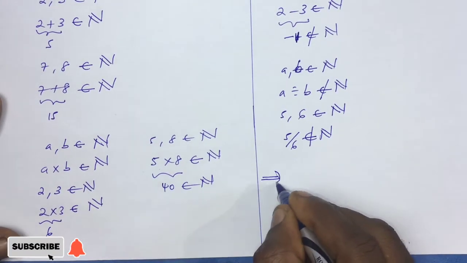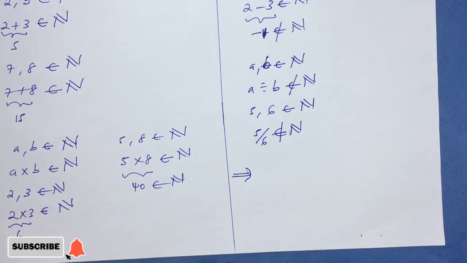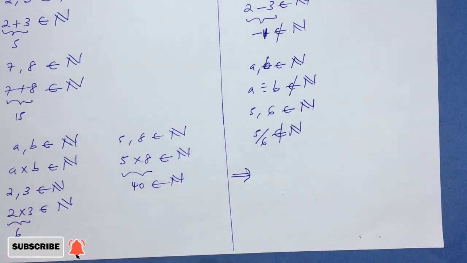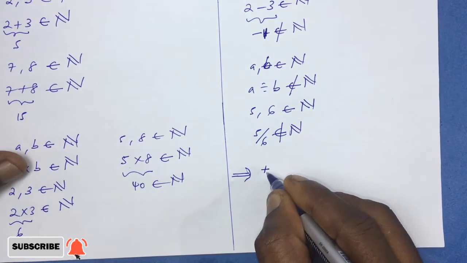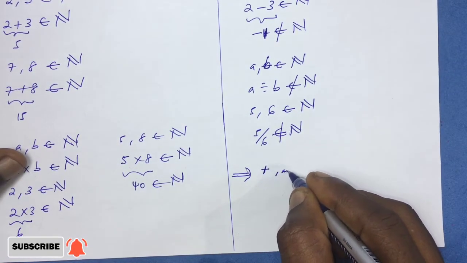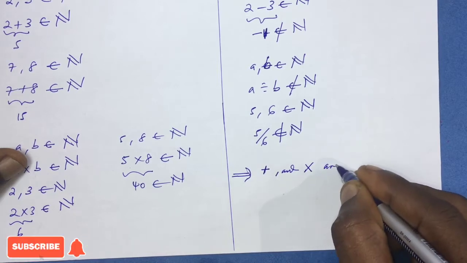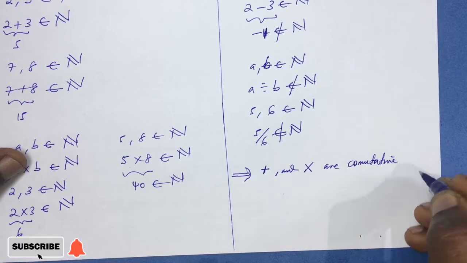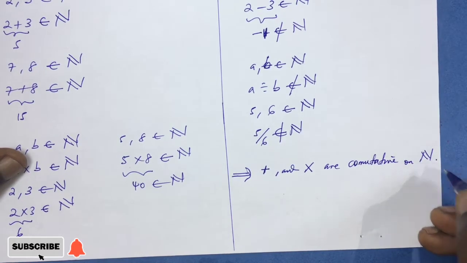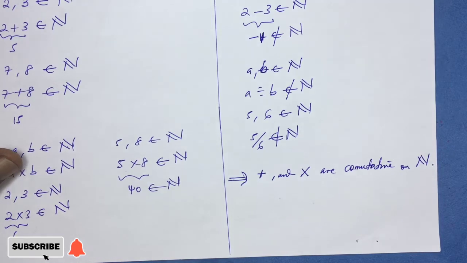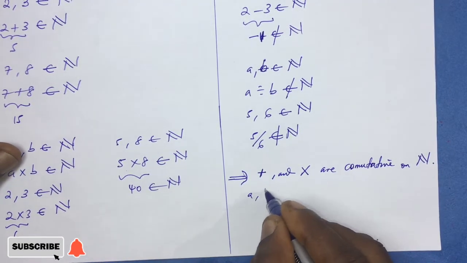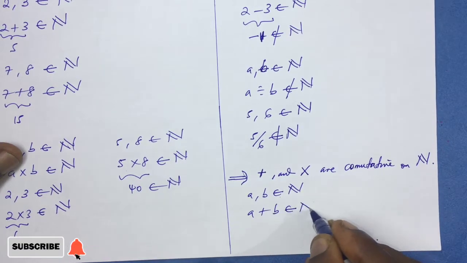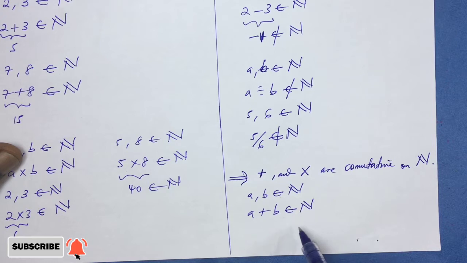Now, a third property I want to show you about n is the property of commutativity. When a binary operation is said to be commutative, I want to state this property this way: addition and multiplication are commutative on n. What does that mean? It means that if you select any two elements from n, a plus b will give you a member of n.